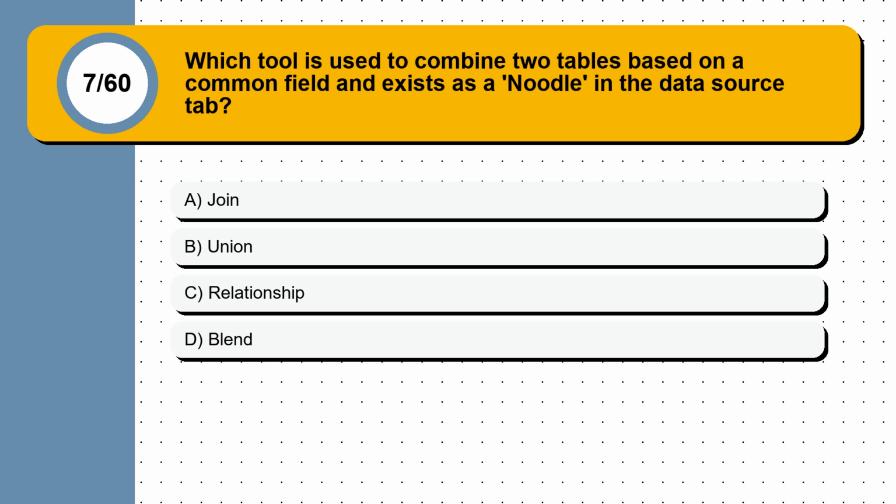Question 7. Which tool is used to combine two tables based on a common field and exists as a noodle in the Data Source tab? Option A, join. Option B, union. Option C, relationship. Option D, blend.